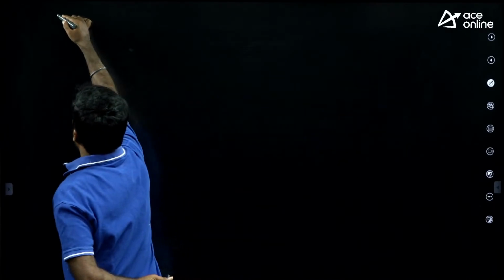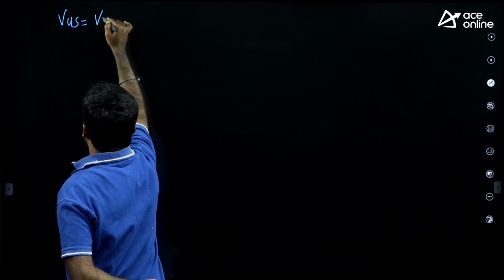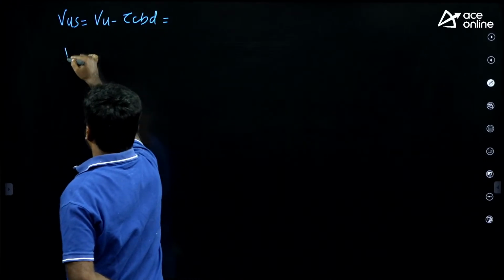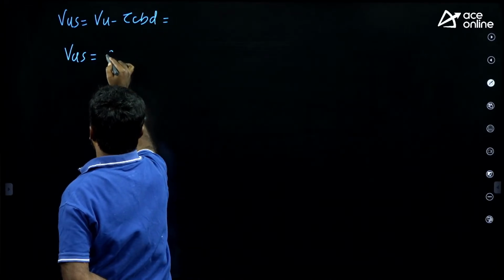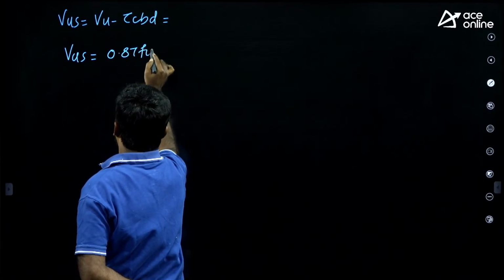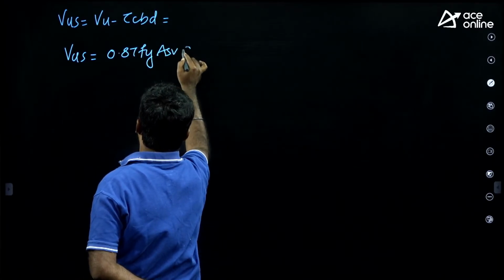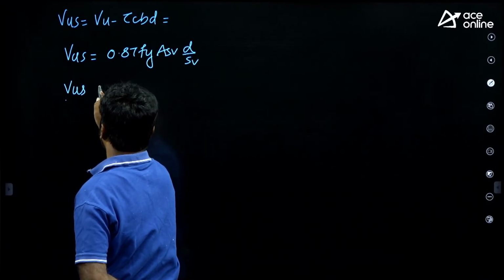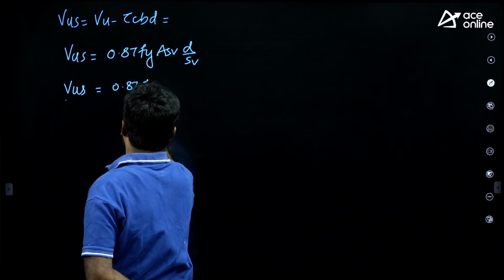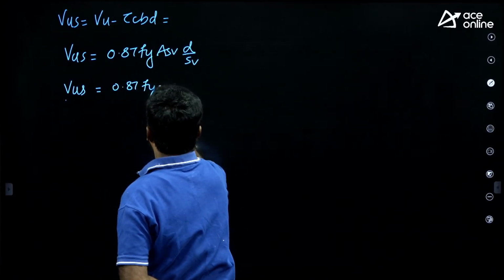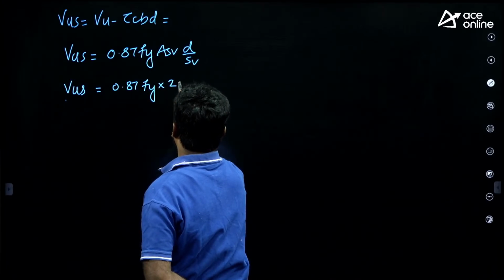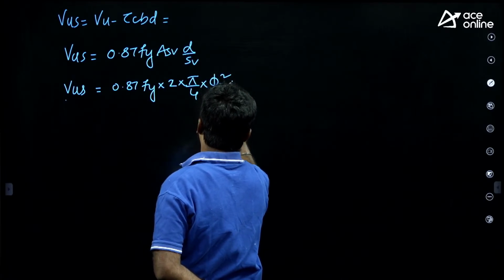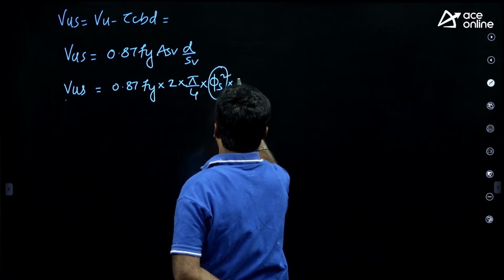Actually, here we will find out VUS. VUS equal to VU minus tau C into BD. You will get this. After getting this, then write down VUS is equal to 0.87 Fy ASV into D upon SV. Everything is known. VUS is known, 0.87, Fy is known, Fy is 500. ASV, it is two-legged, pi by 4 into diameter square. Except this, everything is known.